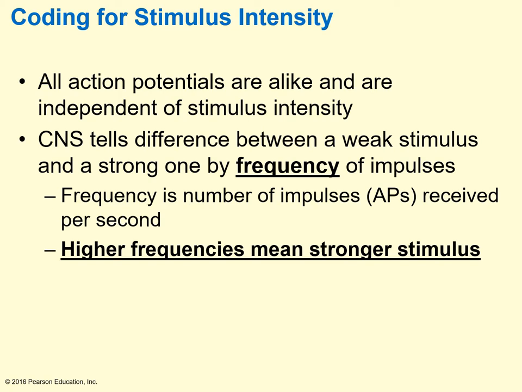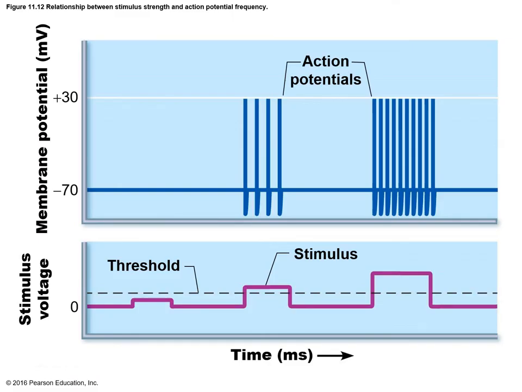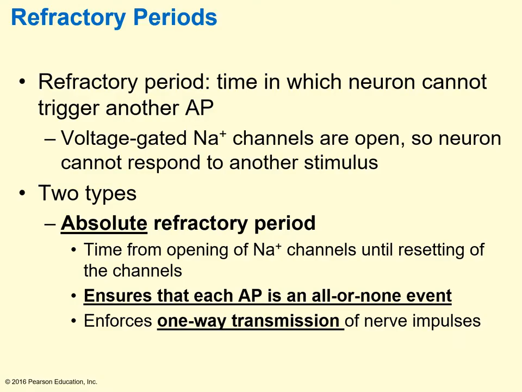So all action potentials are alike. The central nervous system can tell the difference between a weak stimulus and a strong stimulus by the frequency of those impulses. The higher the frequency, the stronger the stimulus. And that's all this is showing here.